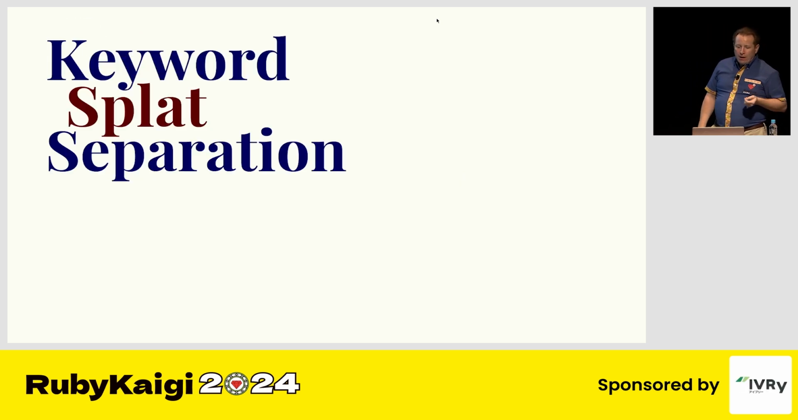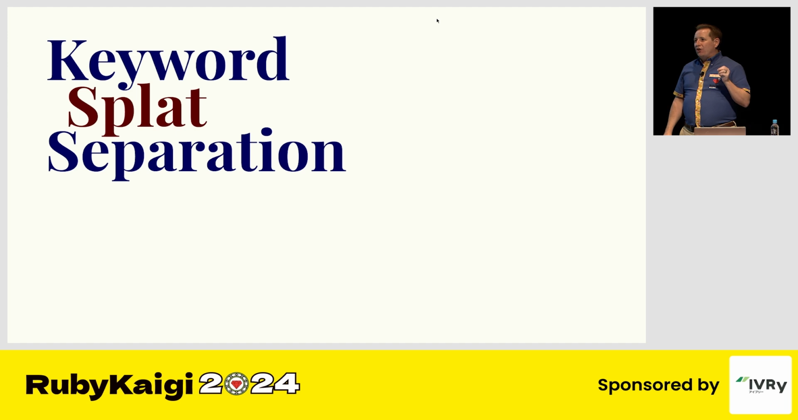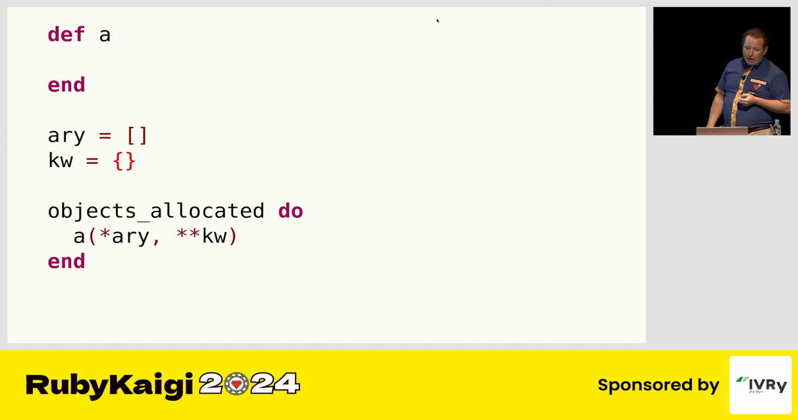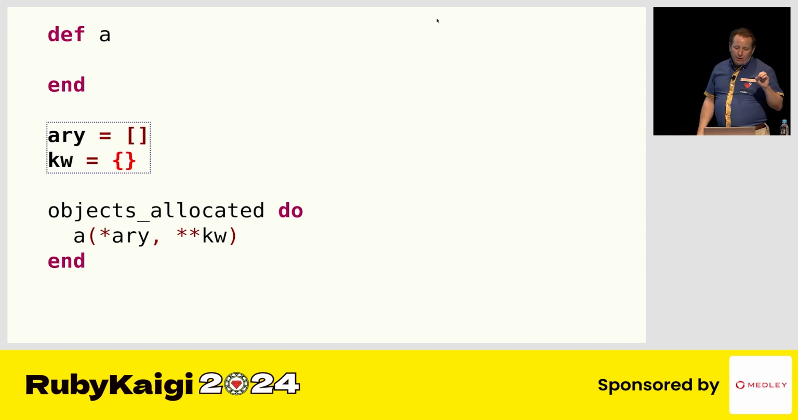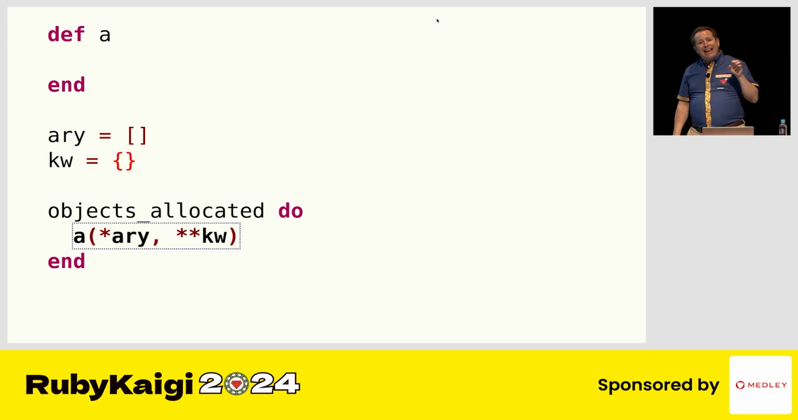The first allocation reduction optimization that we're going to examine, I'm calling keyword splat separation. This technique was implemented by Sasada-san early in the Ruby 3.3 development cycle. We're going to consider this code example. We're going to call an empty method that takes no arguments. We're going to create an empty array and a hash, and we're going to splat the array and keyword splat the hash when calling the method.